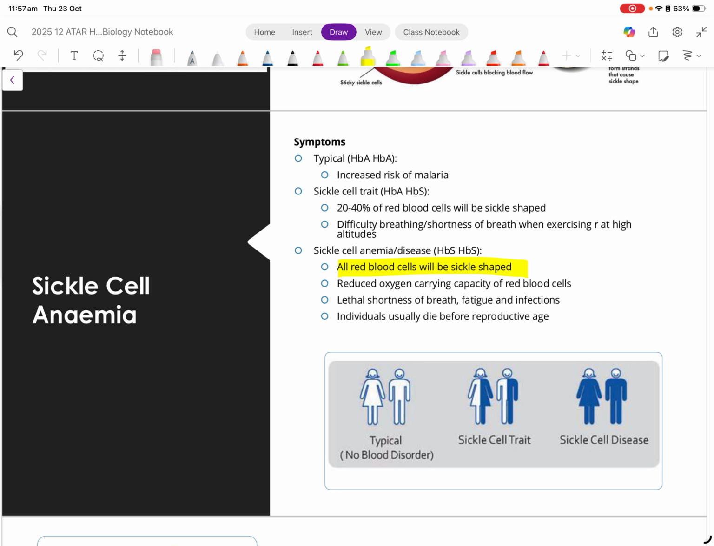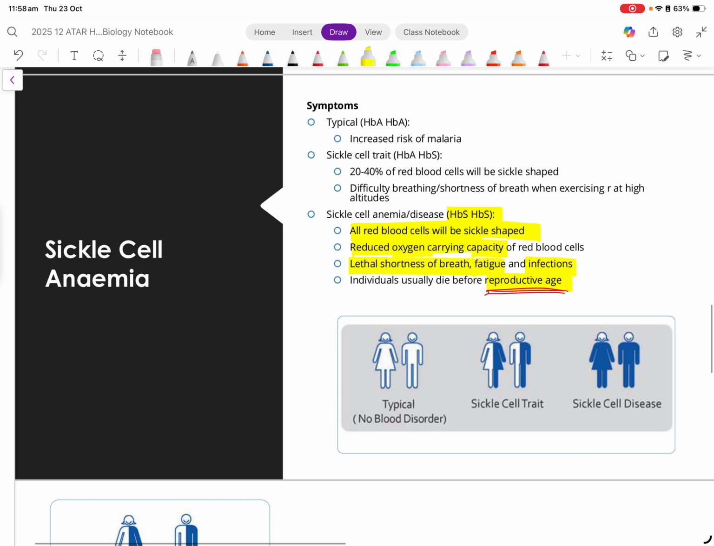Some of the symptoms that people generally exhibit with the sickle cell trait are that all of their red blood cells will be sickle cell in the case of this sickling here, and this sickling is going to reduce their oxygen carrying capacity. As a consequence, it is lethal, with shortness of breath, fatigue, and other infections resulting from a lack of oxygen transport around the body. And unfortunately, individuals usually die before they reach reproductive age. The key idea here is before they can reproduce. So it is not great to be homozygous for the sickle cell trait itself.